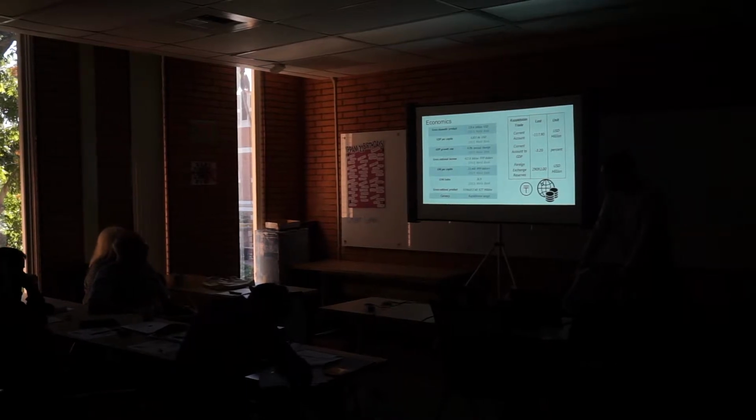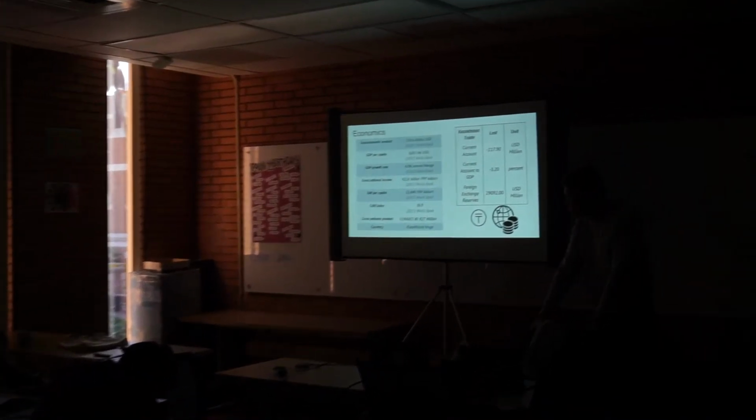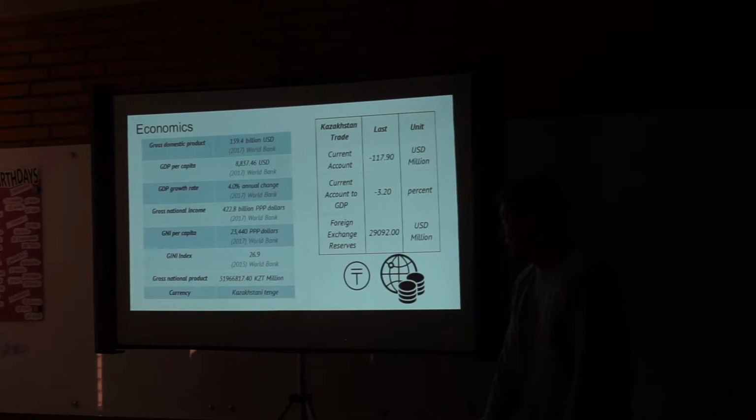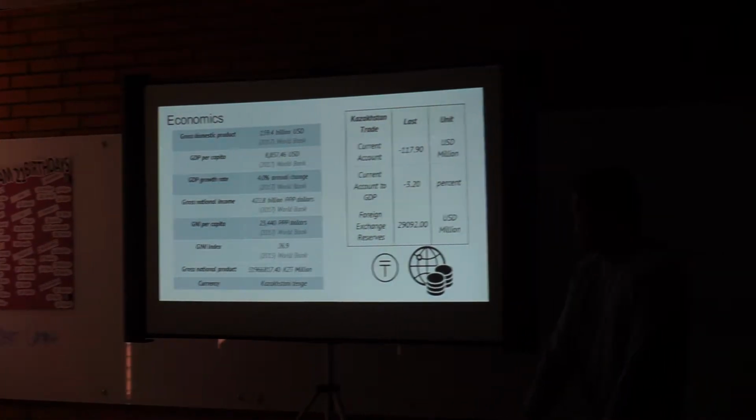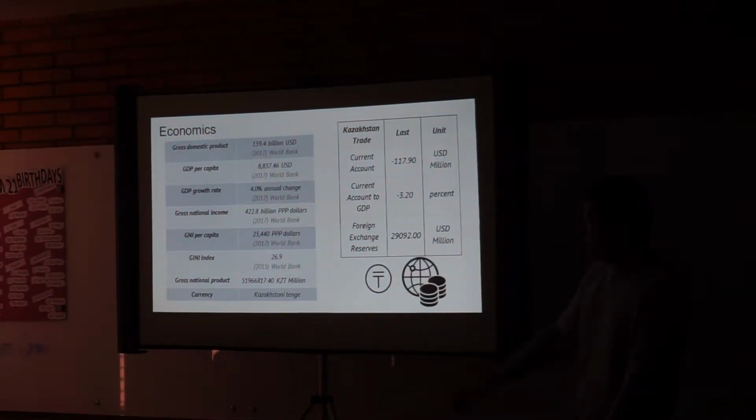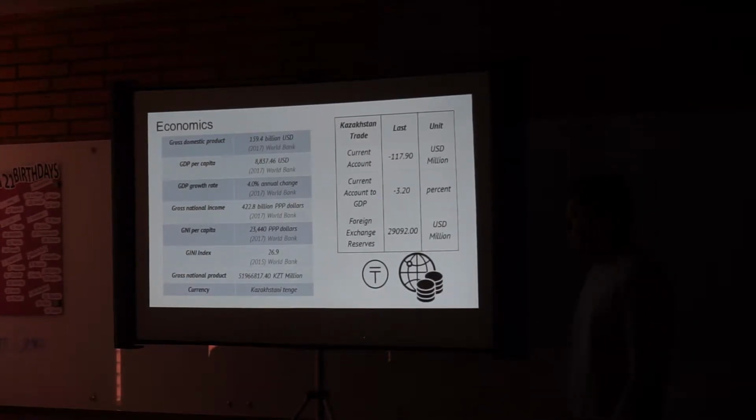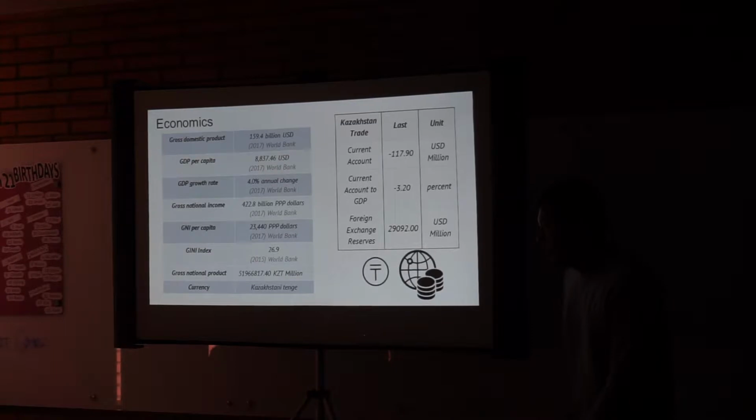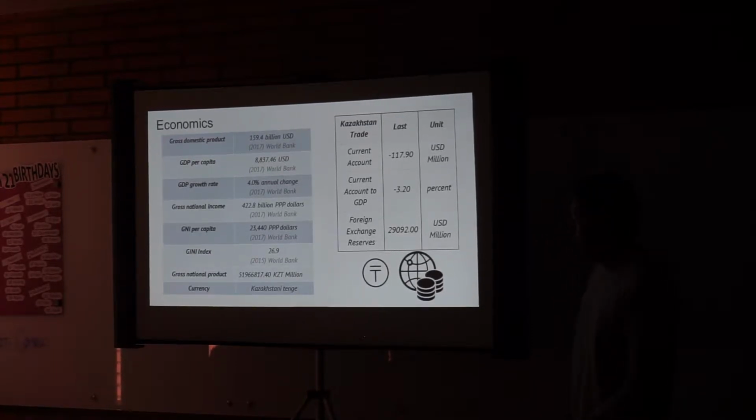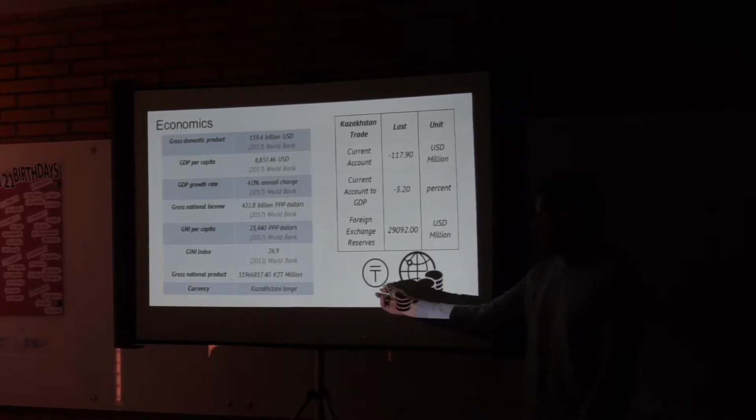Okay, what else? Yeah, the next indicator is gross national product. It's usually in local currency. Here it's approximately $144 billion. 144 billion dollars. Yes. And the national currency of Kazakhstan is tenge. This is the sign of the national currency.